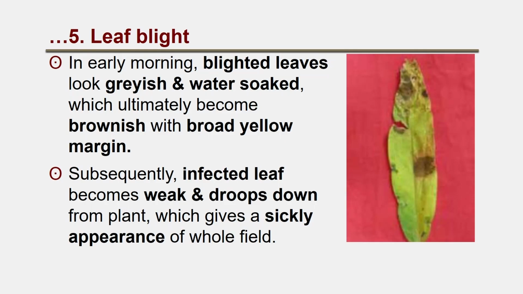In early morning, blighted leaves look grayish and water-soaked, which ultimately become brownish with broad yellow margin. You can see here. So these are the symptoms of leaf blight on the leaf. You can check in this picture. Subsequently, infected leaf becomes weak and droops down from plant, which gives a scorched appearance to the whole field.